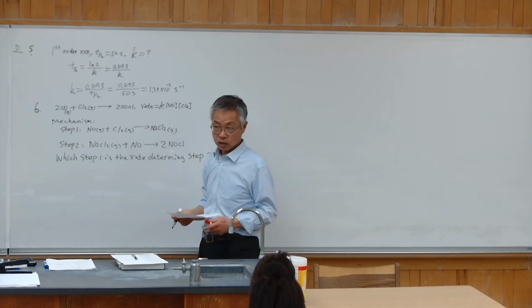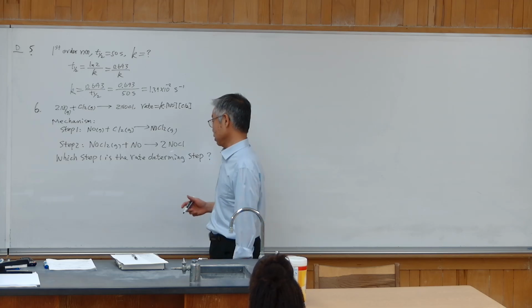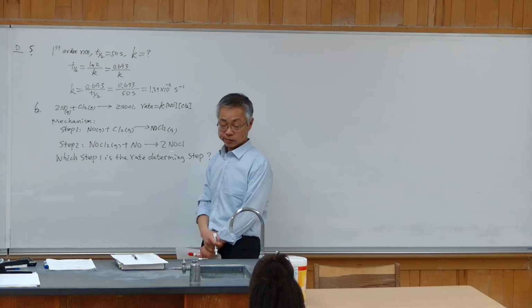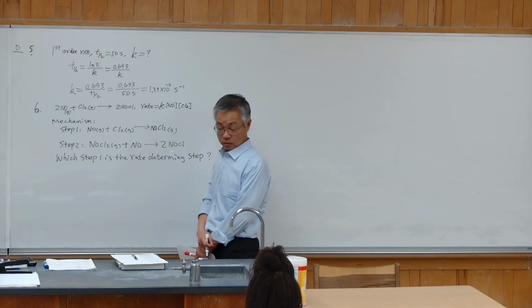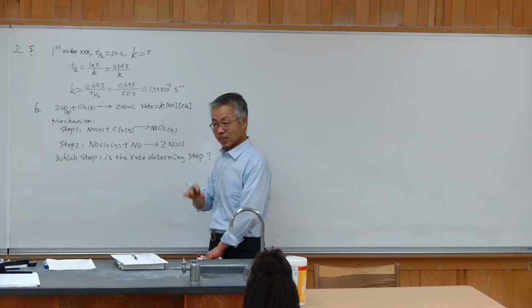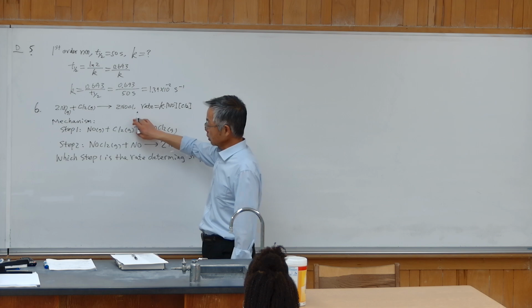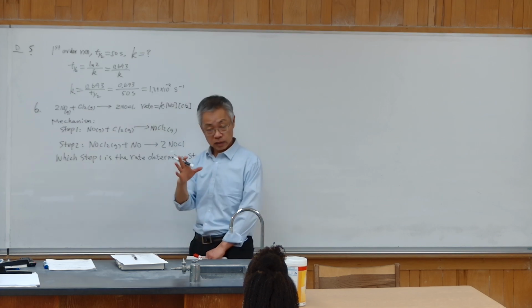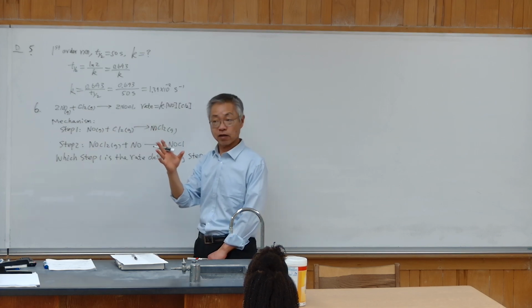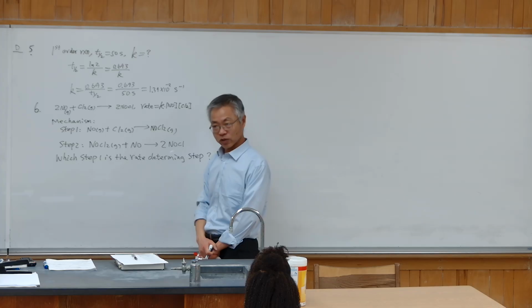Remember, a student asked me a similar question before the quiz, right? So, which step is a rate determining step? It's which step gives you the same rate law. That is the rate determining step. The proposed mechanism, step 1, step 2. In a mechanism, each step is an elementary reaction. For any elementary reaction, we can easily write the rate law.